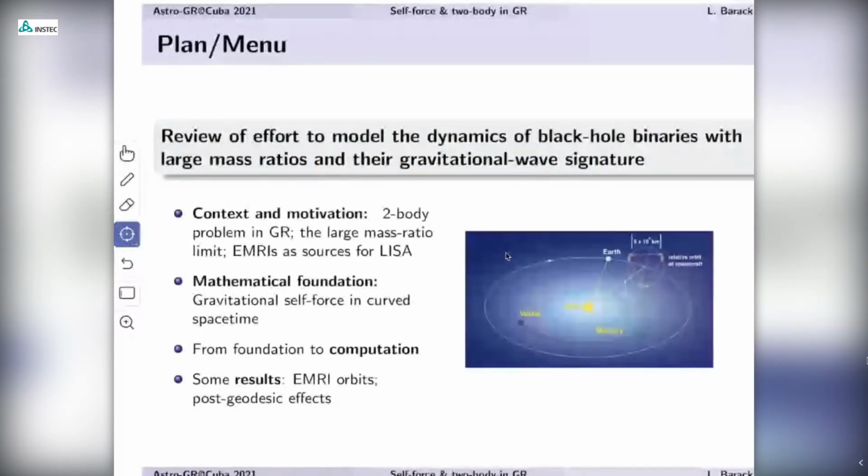I'll start by putting things in context, both physical and astrophysical context. I'll tell you about the motivation. The physical context is the two-body problem in GR, and I'll specialize that to the large mass ratio later. And then the astrophysical motivation would come from those things that we call EMRIs, extreme mass ratio inspirals, which are one of the key sources for LISA.